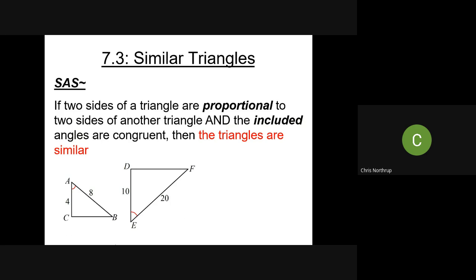If I compare 4 to 10, that reduces to 2 over 5. Now when I compare the bigger to the bigger, 8 over 20, that also reduces to 2 over 5. That means that AC and AB are proportional to DE and EF. This is enough to use side angle side similarity. So I can state triangle ACB similar to EDF.